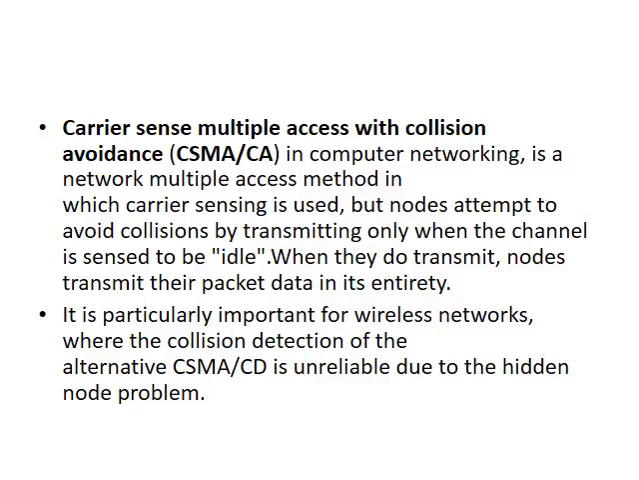Before moving on to our simulation, we also need to understand what is CSMA/CA. It stands for Carrier Sense Multiple Access with Collision Avoidance. This is basically used in computer networking. It's a network multiple access method in which carrier sensing is used, but nodes attempt to avoid collisions by transmitting only when the channel is sensed to be idle. When they do transmit, nodes transmit the packet data in its entirety. It is particularly important for wireless networks, where the collision detection of the alternative CSMA/CD is unreliable due to the hidden node problem. And as we're dealing with wireless networks, this procedure becomes really important.